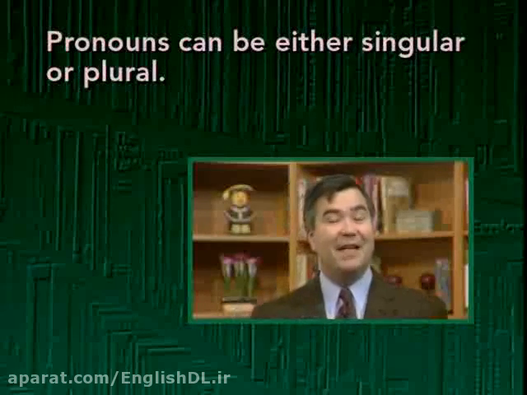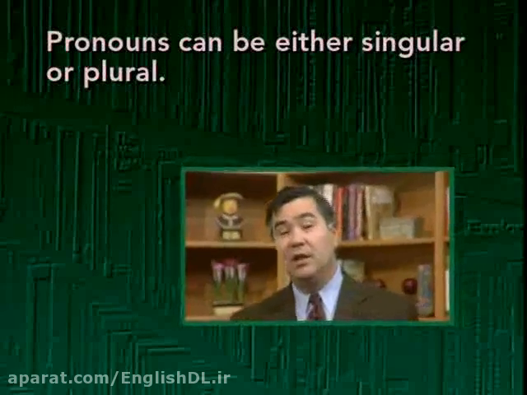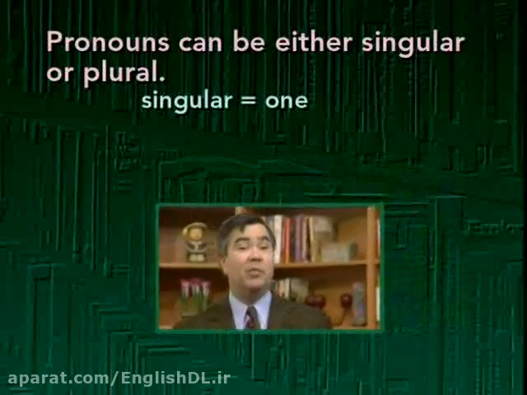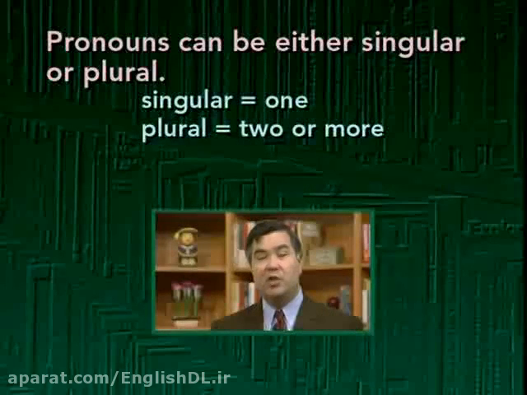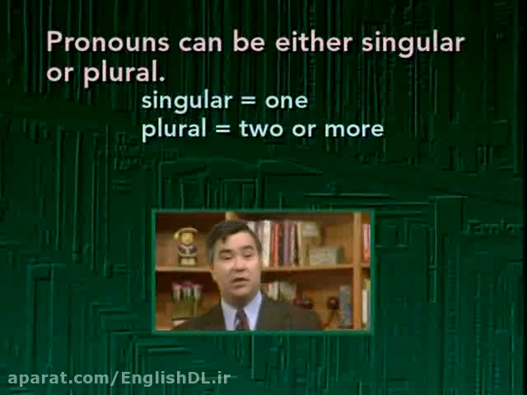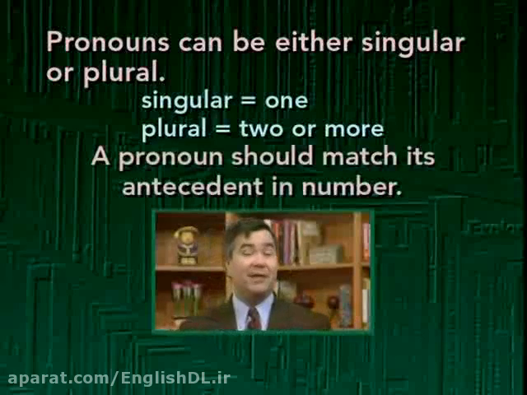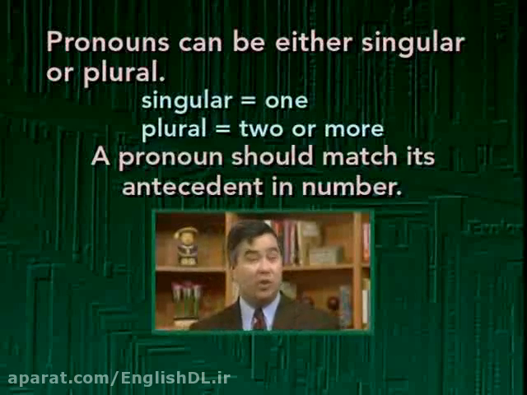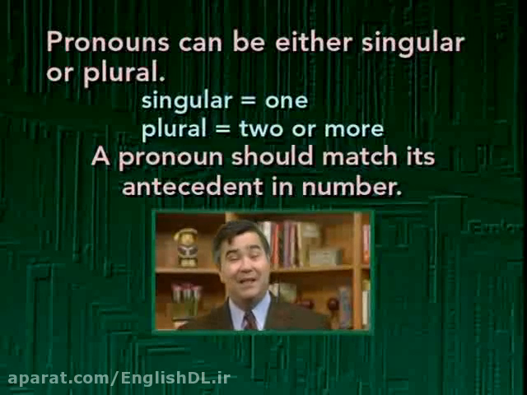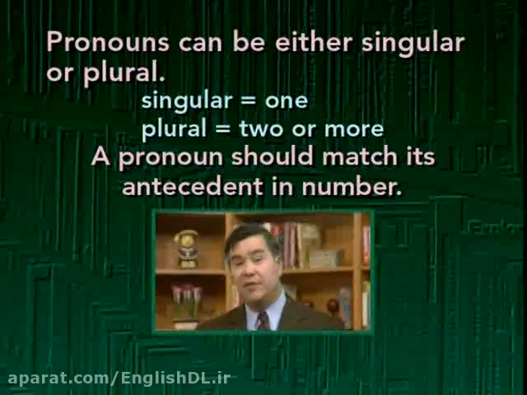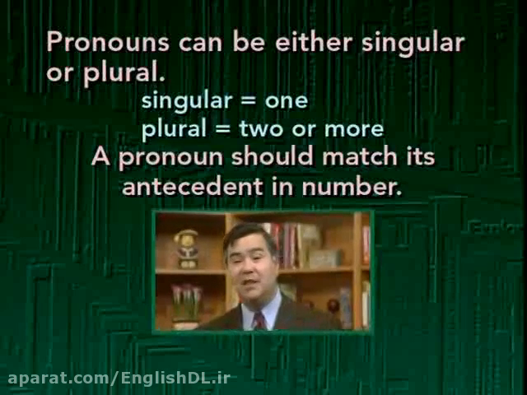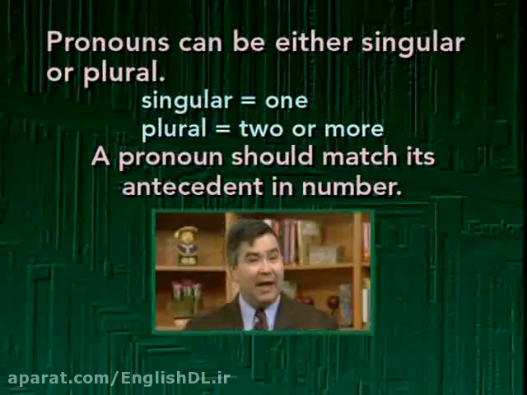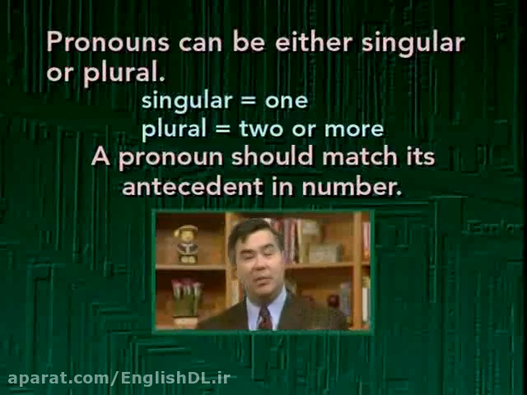Notice that pronouns can be either singular or plural. As you recall, singular means referring to one thing or one person, while plural means referring to two or more things or persons. We saw a moment ago that pronouns and their antecedents need to match. One of the important ways in which a pronoun should always match its antecedent is in number. In other words, if the antecedent is singular, the pronoun should also be singular. If the antecedent is plural, the pronoun should also be plural.